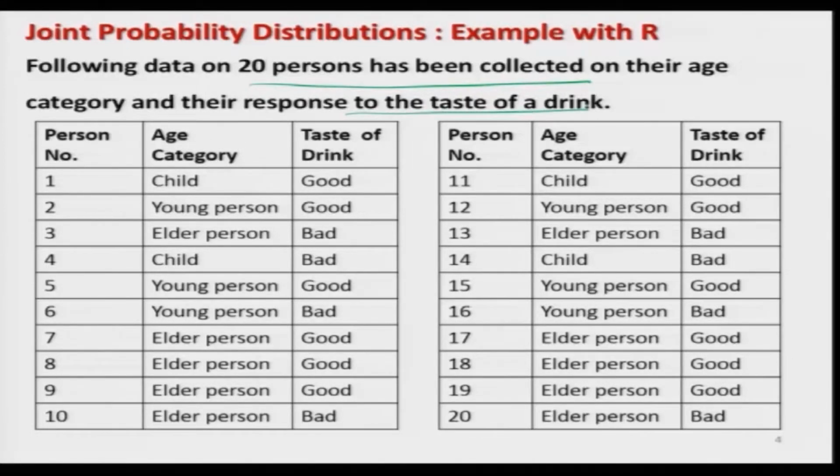Right. You know that all these drinks are very much age dependent. For example, cold drinks are more preferable among the youngsters than the older people, and tea, coffee, etc. are more popular among the elders compared to the youngsters and so on. So now in this example, I am trying to take three categories: child, young person and elder person.